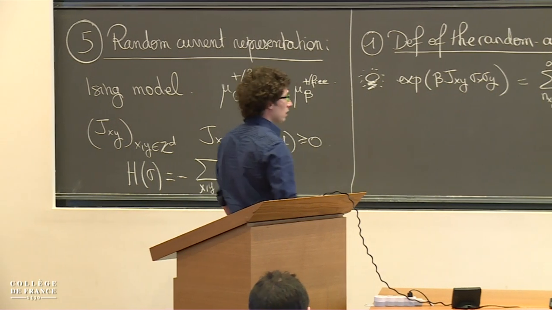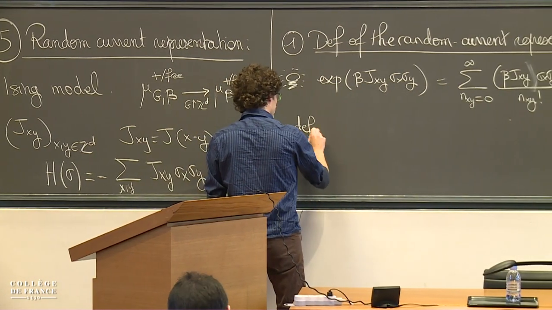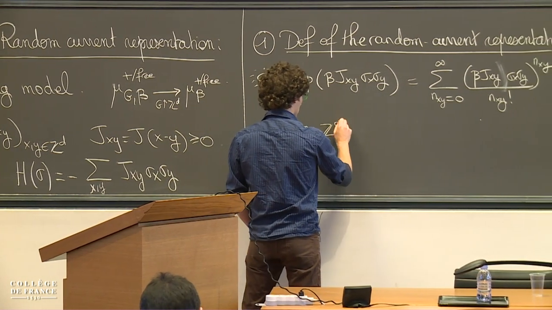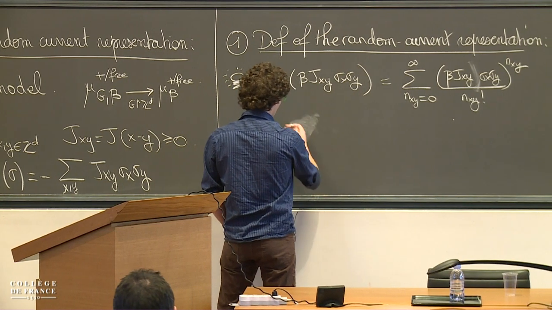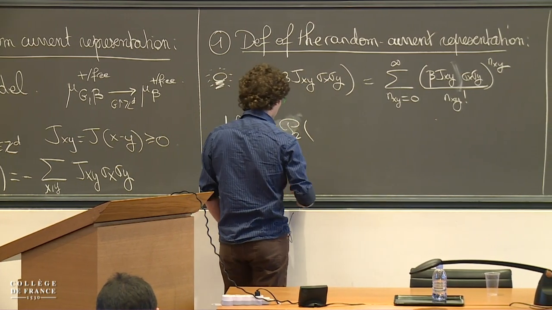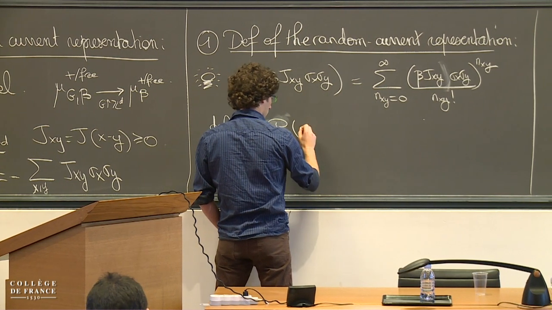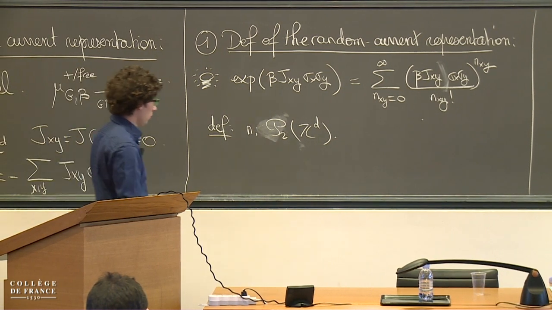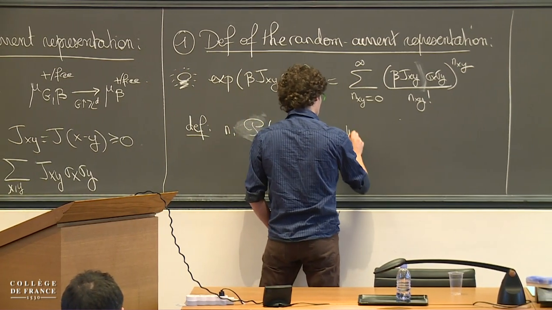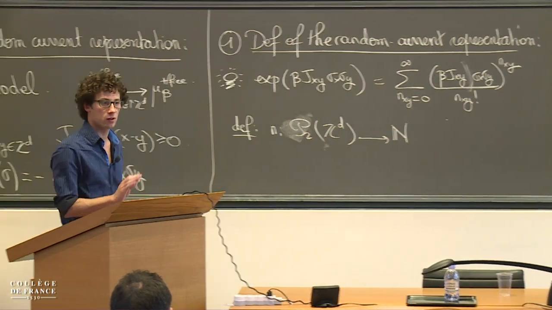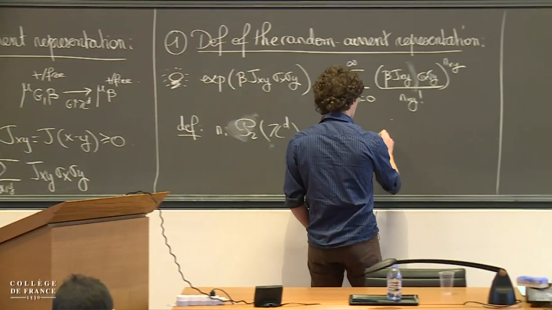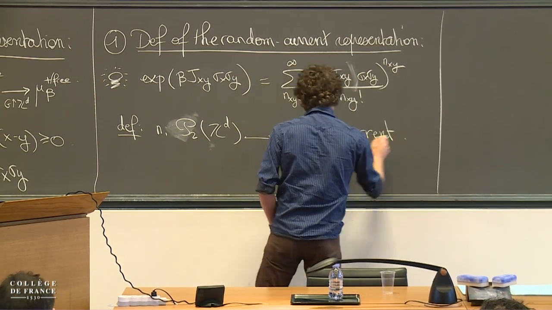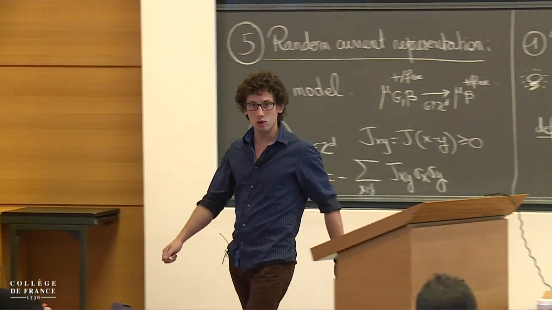So in order to exploit that, I'm going to introduce the notion of current. A current is just a function from the set of pairs of elements in Z^d, unordered, so the subsets with two elements, into the integers. This is just that. Okay, this is a current n. This is the definition of a current: any function from pairs of points into the integers.